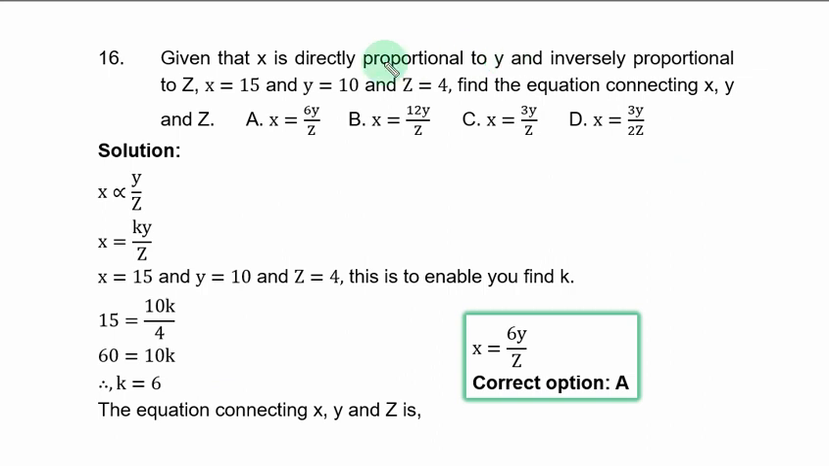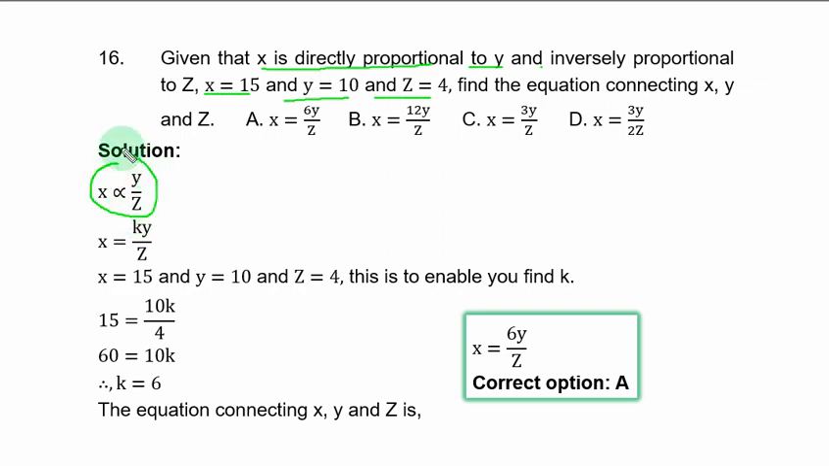Question 16. Given that s is directly proportional to y and inversely proportional to z, s equal to 15 when y equal to 10 and z equal to 4. Find the equation connecting s, y and z. Solution: s is directly proportional to y and inversely proportional to z is what you have here.